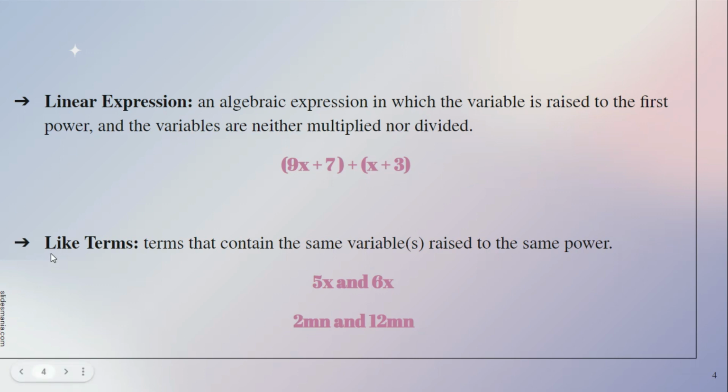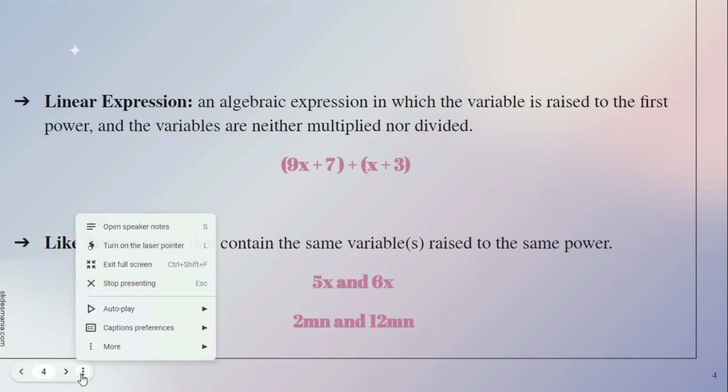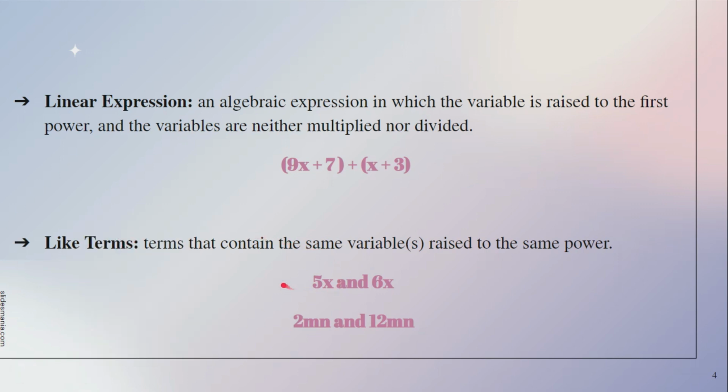Next up, we have like terms. These consist of the same elements, and in these cases, we have 5x and 6x. They both have a coefficient, and they both have the same variable x raised to the same power. Down here, we've got 2mn and 12mn. Once again, we can see how both of them have a coefficient and they're accompanied by the same two variables, m and n, raised to the first power.